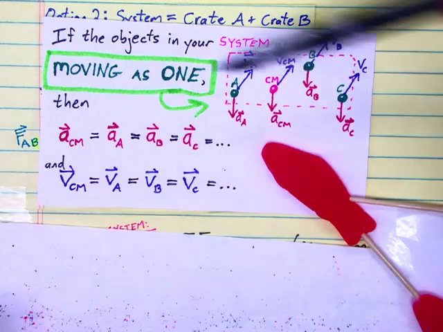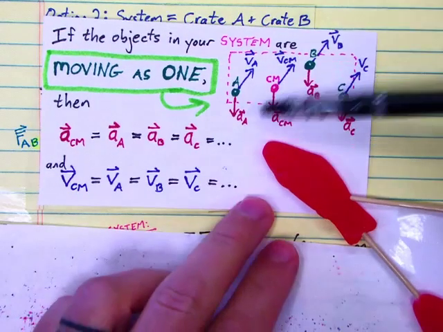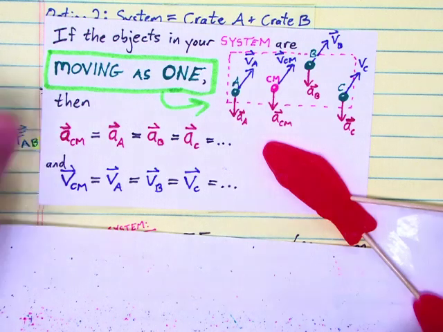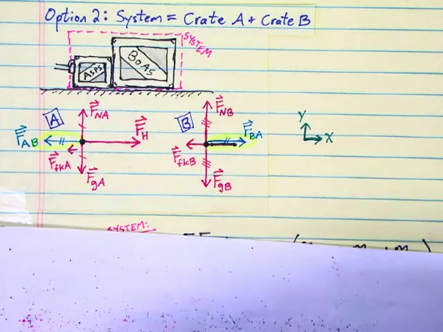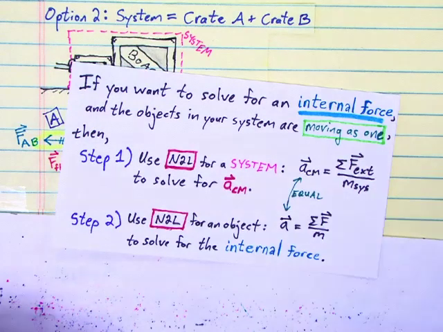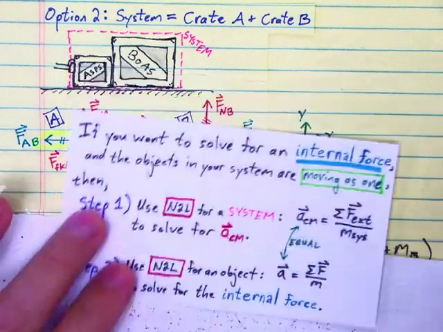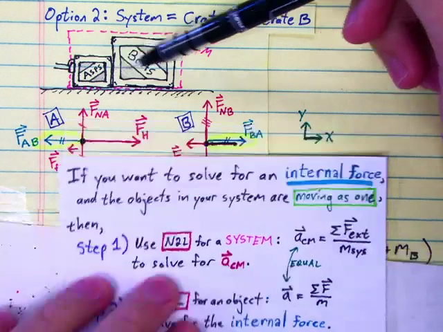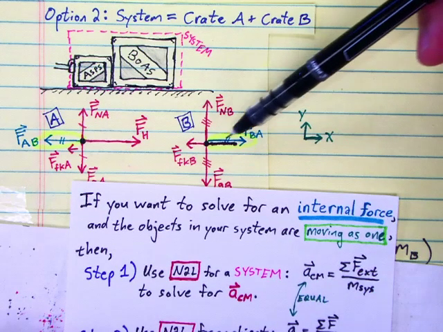So moving as one means they have the same accelerations and same velocities. Recognizing that, it leads us to our strategy for a scenario like this. We do want to find the acceleration of the crate, but we also want to find that internal force, the force on B due to A. That's one of the things we're trying to determine.